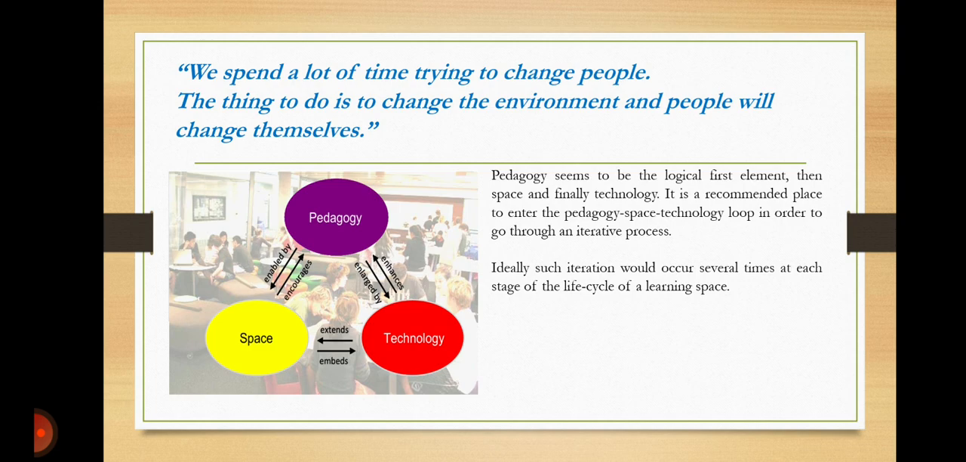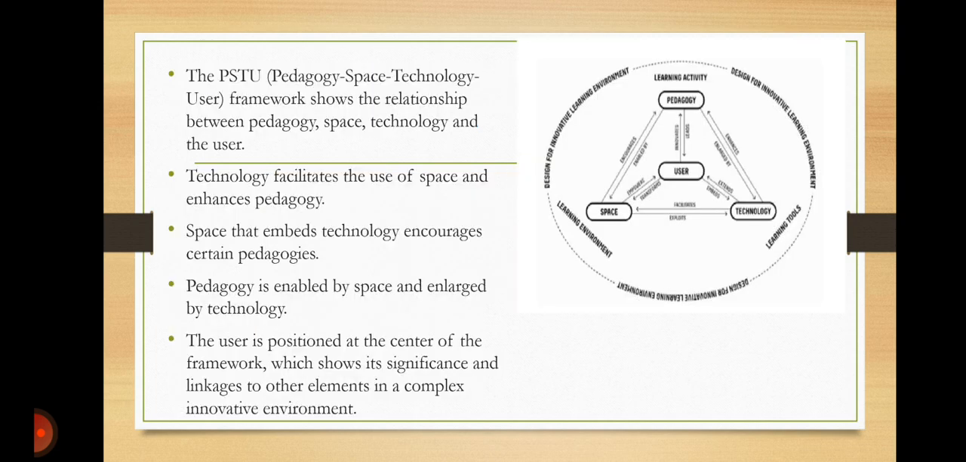Let us see the second version, which includes one more dimension, that is user or learner, along with the pedagogy, space and technology. In this version, as can be seen from the diagram, the technology is in the driver's seat. It facilitates use of space and enhances pedagogy. Here the learner occupies a central position, which is perfectly in line with the learner-centric approach.